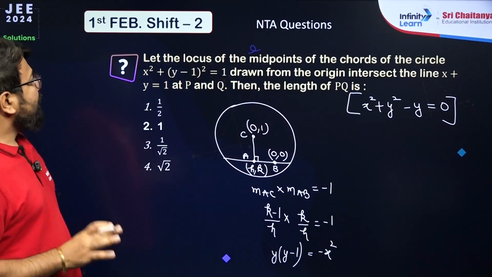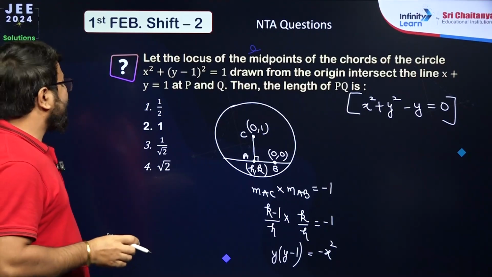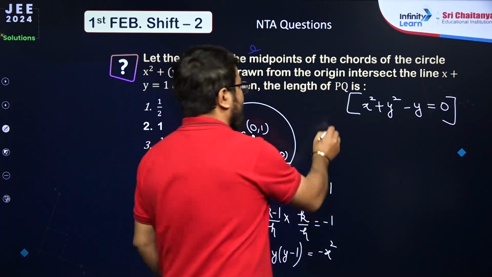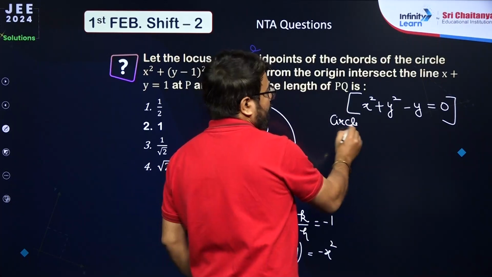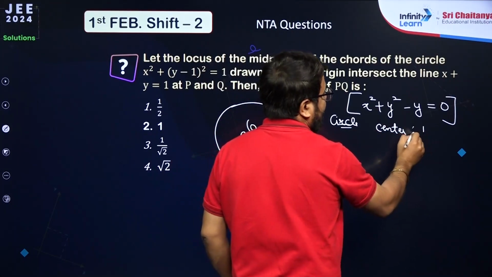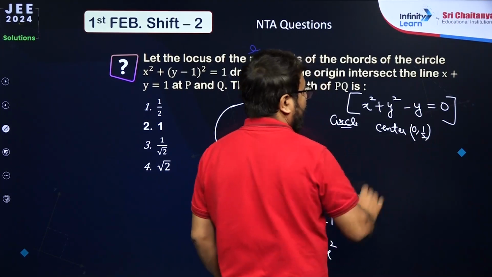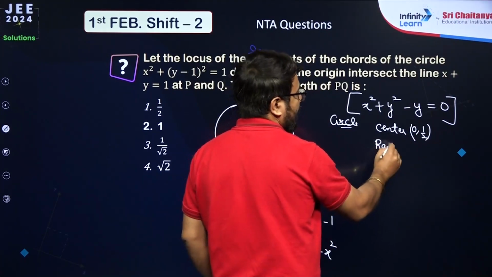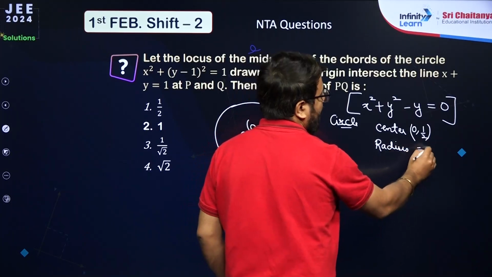Now, this is a circle drawn from the origin, intersect the line. So basically here we have got a circle. So this circle is having the center at which point? This circle is having the center at (0, half). What is the radius of this circle? So radius of this circle is also half.